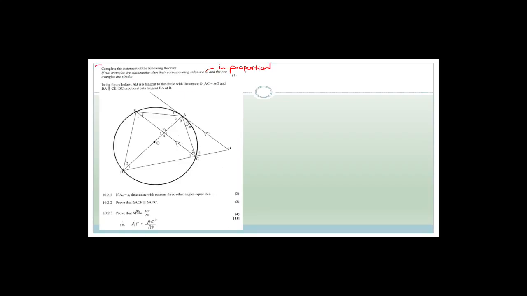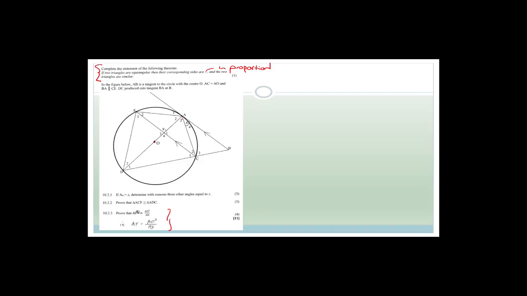Now, the reason that they're mentioning this is because we're probably going to have to use similarity and ratio and proportion in our questions. And oh, look, he has some nice ratio and proportion questions. So let's have a look.